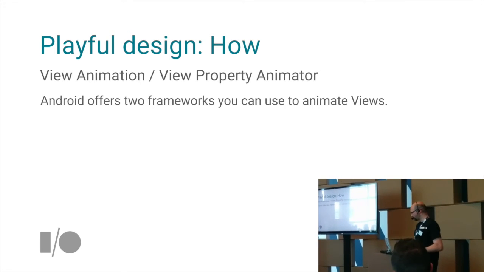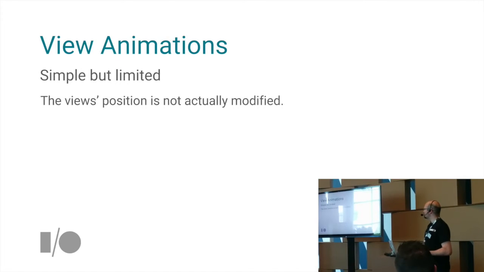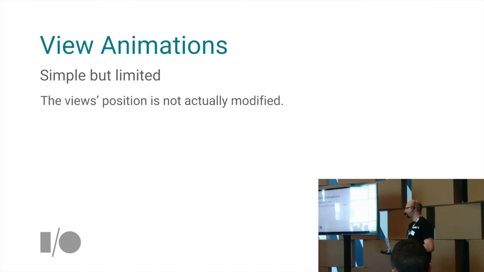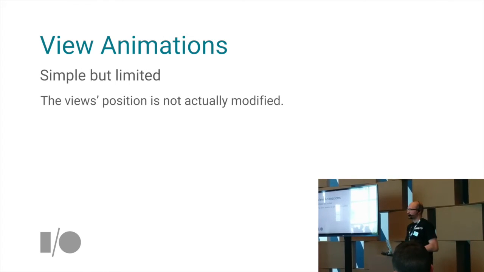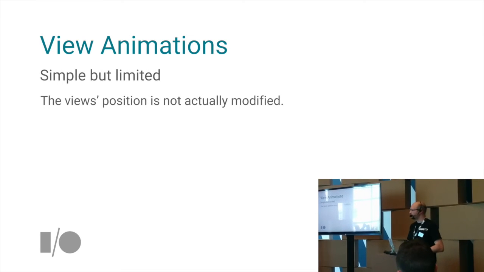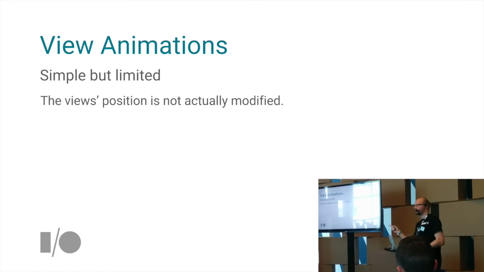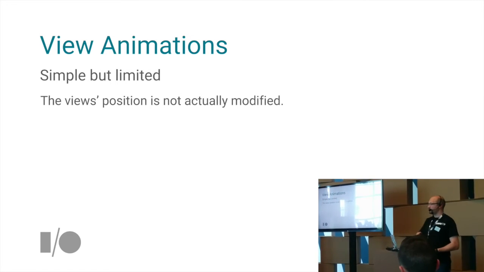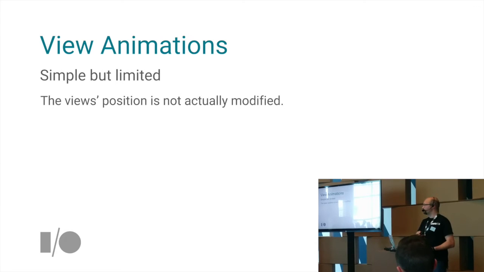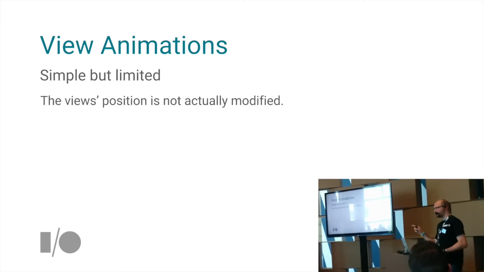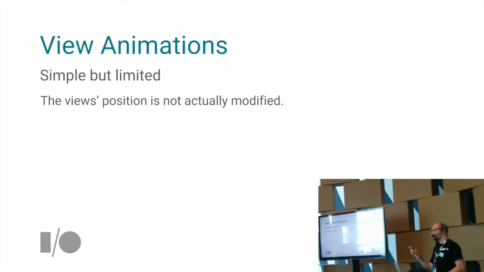The first one is very old. It's actually been there since pretty much the first version of Android, and it's simple but very limited. Essentially, the view position is not modified when you animate it, which means if you have a button that goes from one place on the screen to another, the touch area is on the original point of the view. And once the animation is finished, the view is going to return to the original position.